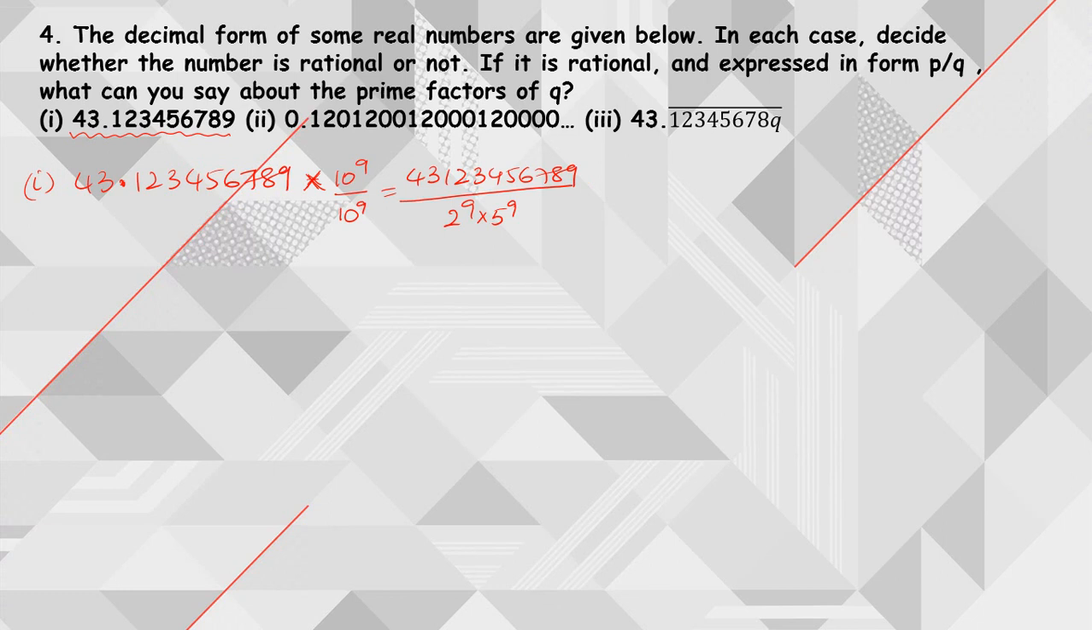Now clearly from this we can say that since it is a terminating decimal, the prime factors of the denominator are 2 and 5. Okay, next moving on to question number 2. Here we have 120 followed by 1200 followed by 12000 and so on, with an increasing number of zeros. Now if you observe this, there is no particular pattern.